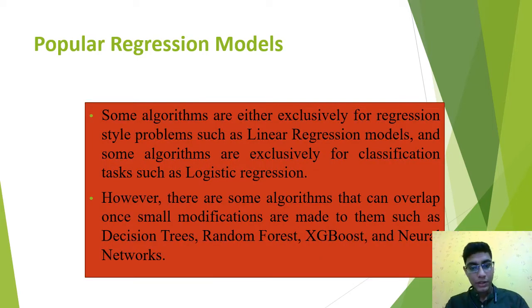So now coming on popular regression models. Some algorithms are exclusively for regression style problems, such as linear regression models, and some algorithms are exclusively for classification tasks, such as logistic regression. So now we know linear regression is for regression style problems, and logistic regression is for classification problems. However, there are some algorithms that can overlap once small modifications are made to them, such as decision trees, random forest, XGBoost, and neural networks.